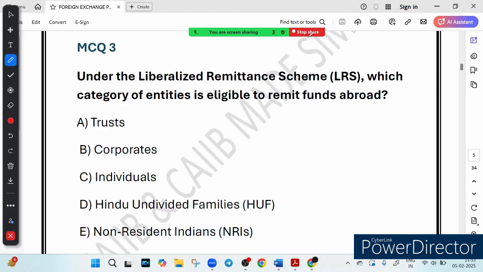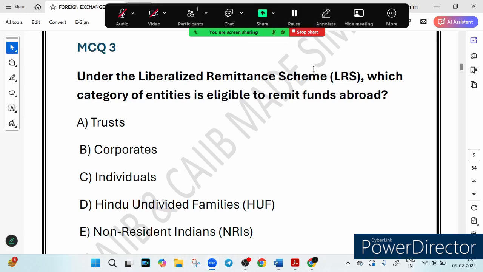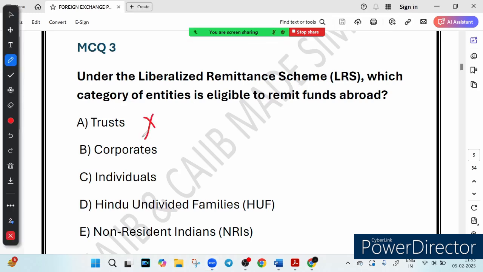Option A says trust. You know, trusts are not eligible under LRS, because the question is asking which is eligible. Trust is not eligible. Why? Because trusts are legal entities formed for charitable, educational or investment purposes. They cannot remit money under LRS. Instead, they need special RBI approval under FEMA regulation. Imagine a charitable trust in India that wants to donate money to an NGO in the USA. It cannot use LRS, but must seek RBI approval.